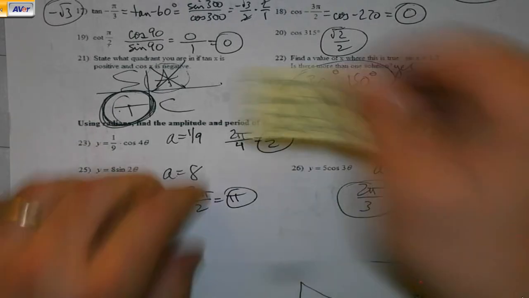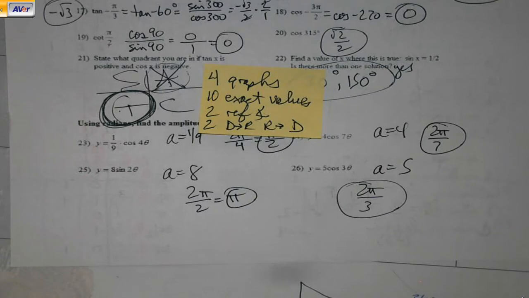So here is the exact breakdown. Should look kind of familiar. 4 graphs, like we did on here. 10 exact values, just like we did on here. 2 reference angles. We did 4, now we're only going to do 2. And 2 degree to radian. Slightly shorter, but plenty of time to get this done. So if you need, grab an extra one of these. Grab an extra unit circle. Practice it. Do your homework. Be ready. Okay? All right. I know you will.